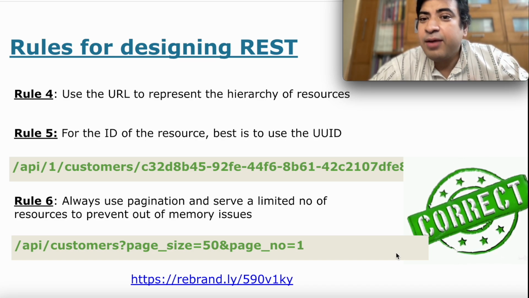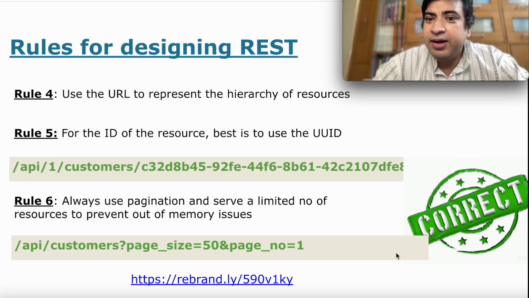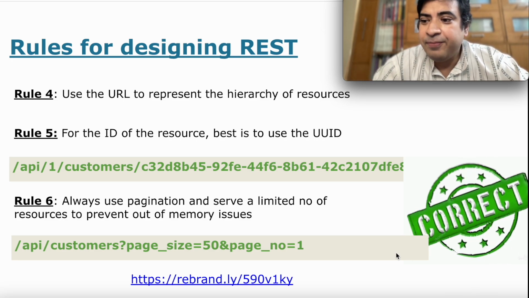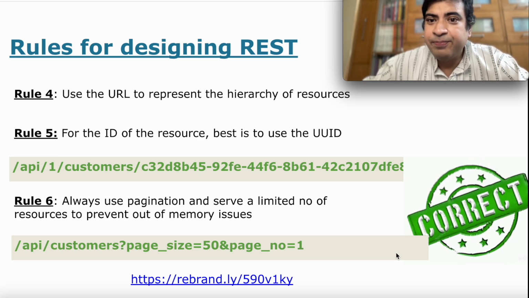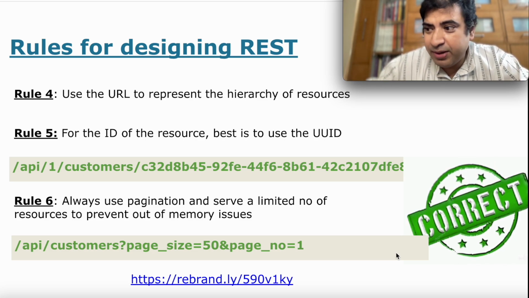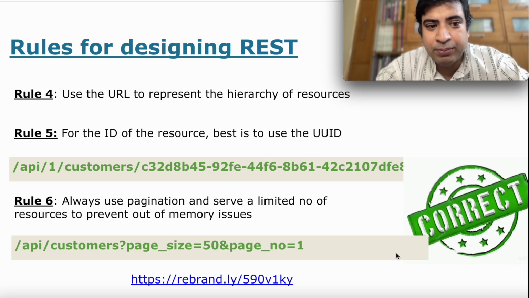Now what I mean by that, I will show you as an example, but at a high level, if there is a hierarchy of resources, like there are multiple employees within a department, then you can actually show it as departments then slash employees, which means the employees fall under departments. But I will again explain it with an example.